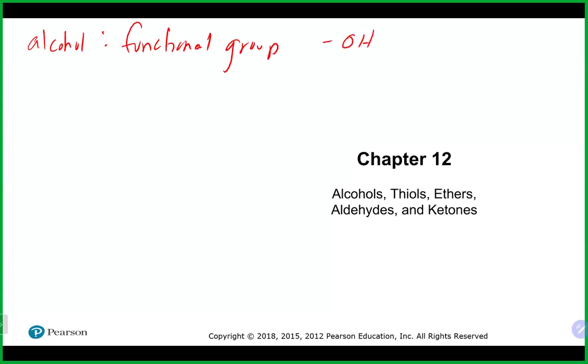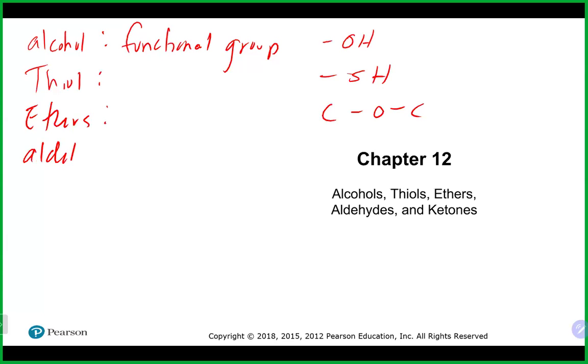Basically OH. We will see thiols, which are similar. They have a functional group of SH. We will see ethers, kind of a carbon, oxygen, carbon sort of functional group. We also see aldehydes, which have a carbon, oxygen, double bond, hydrogen as its functional group. And lastly, we will see ketones, which is a 3-carbon run with a carbon oxygen double bond in the middle here. So a lot of oxygen containing groups in this chapter here in terms of organic chemistry. So let us get started here.